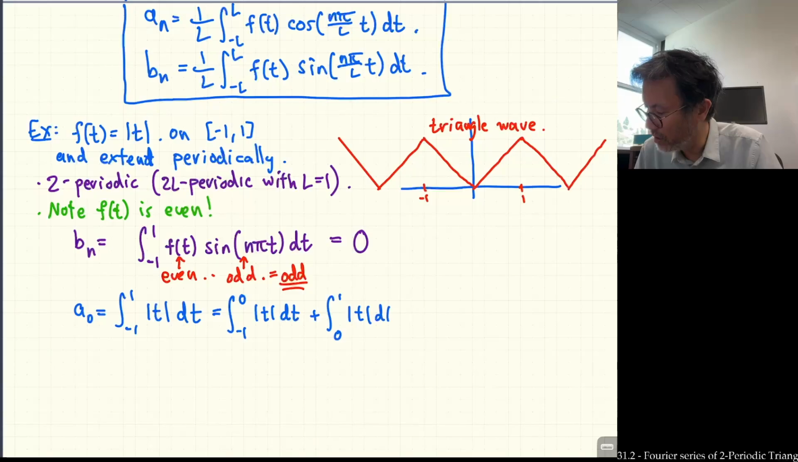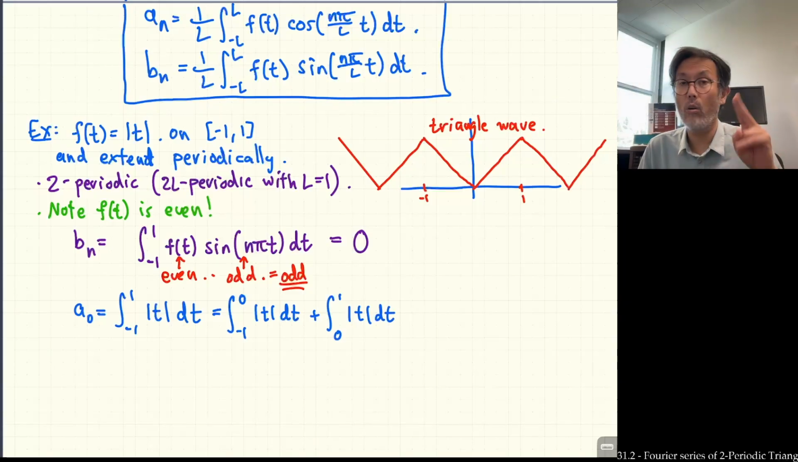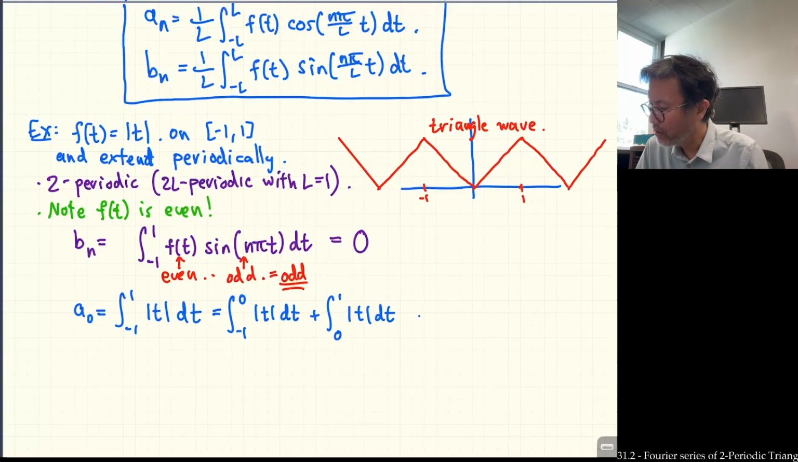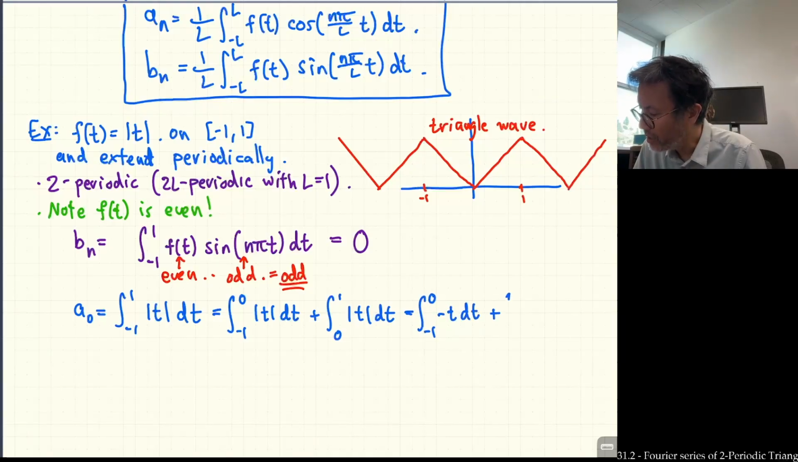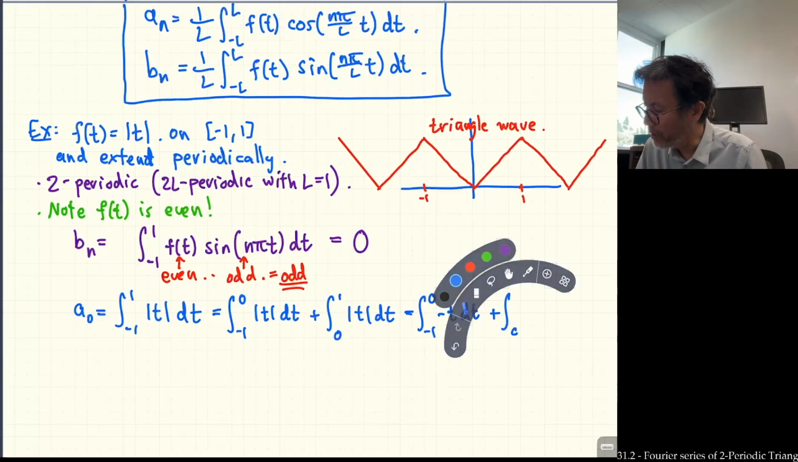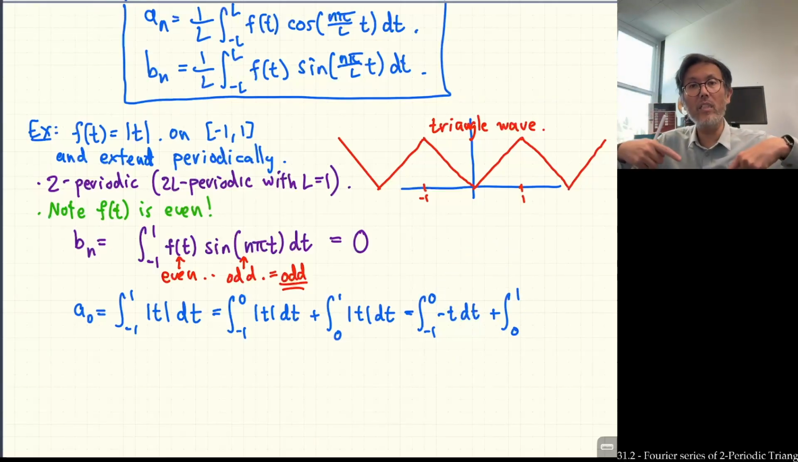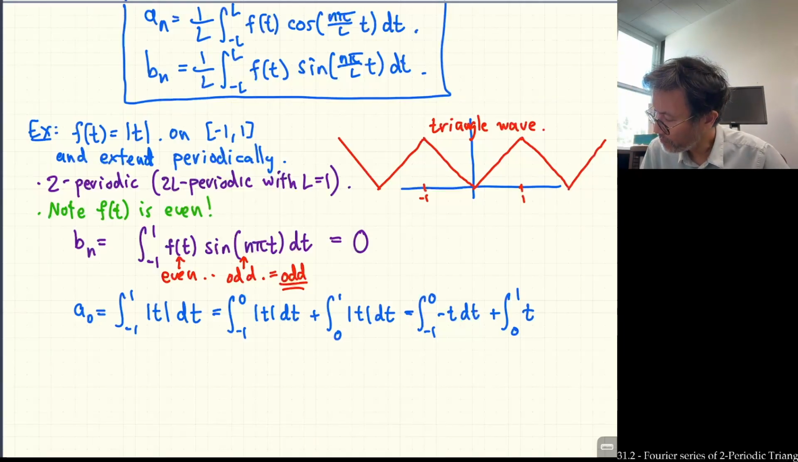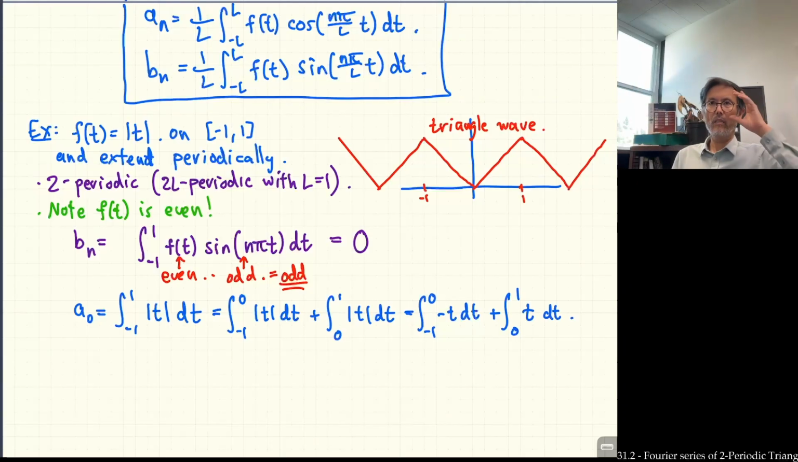The integral from -1 to 0 of the absolute value of t dt, plus the integral from 0 to 1 of the absolute value of t dt. And what you know, or I hope you know, is that on the interval from -1 to 0, the absolute value of t is in fact equal to -t. So this is equal to the integral from -1 to 0 of -t dt plus the integral from 0 to 1 of, what is the absolute value of t? If t is non-negative, it's just t dt. Okay?